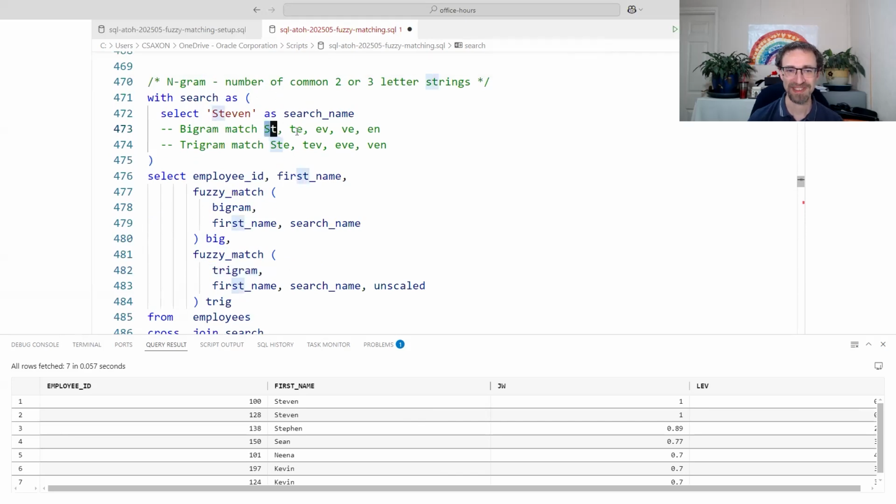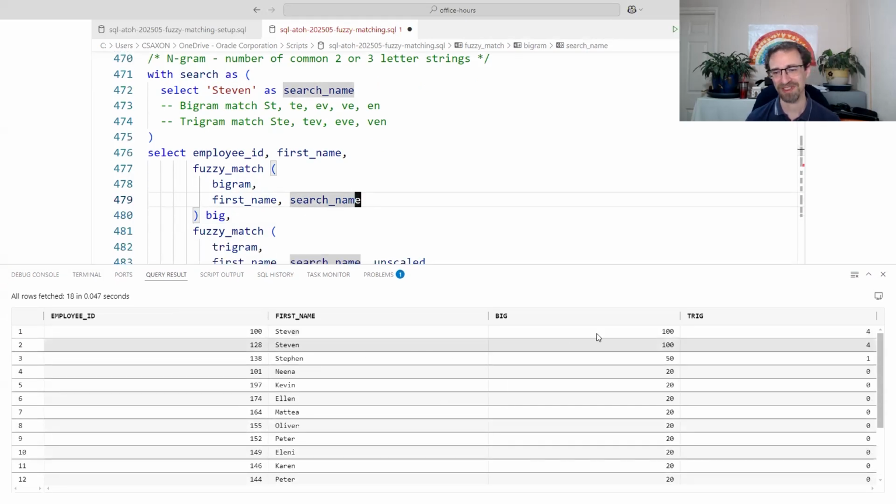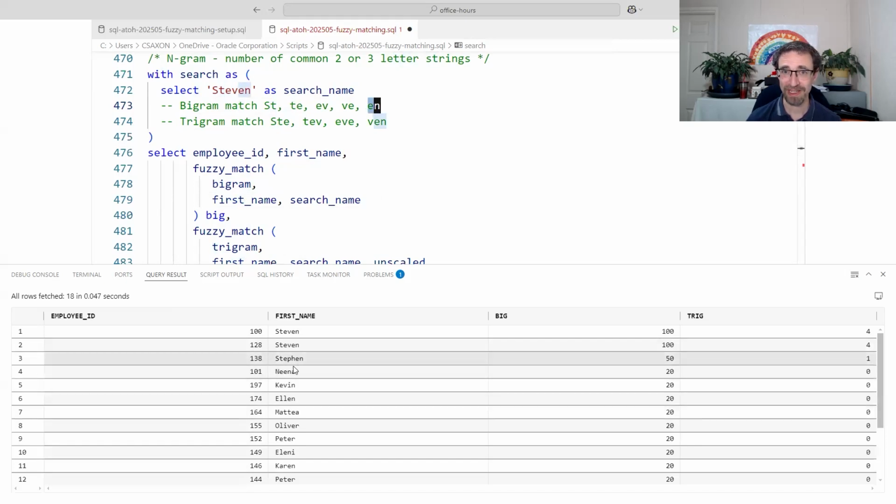Essentially, bigram splits these up into all the 2-character things, so ST, TE, EV, VE, and EN, and trigram's just the 3-character splitting up of those, and it asks how many of those match in the string we are searching for compared to the name. So we look at bigram, Stephen and Stephen, unsurprisingly, 100% match. Stephen with a PH has a 50% match. Why 50%? Well, it matches ST, TE, and EN. And Stephen with a PH also has 6 of those. So it's a 50% match because we got the PH as well.